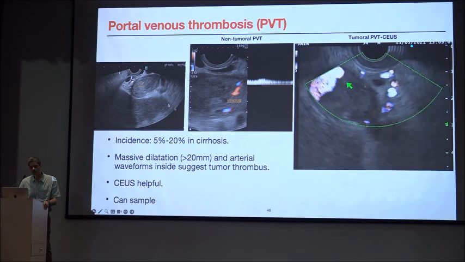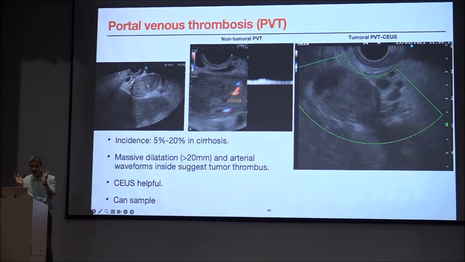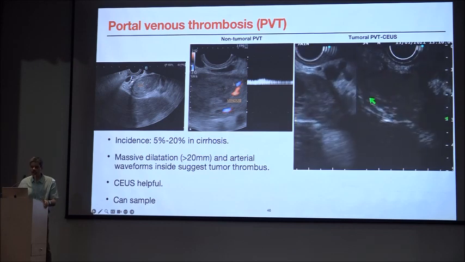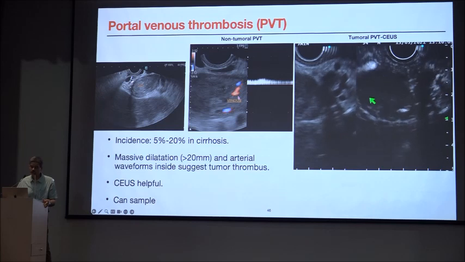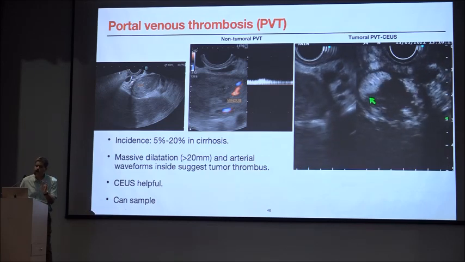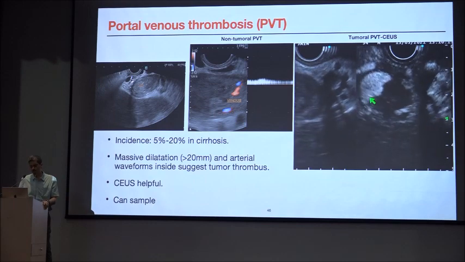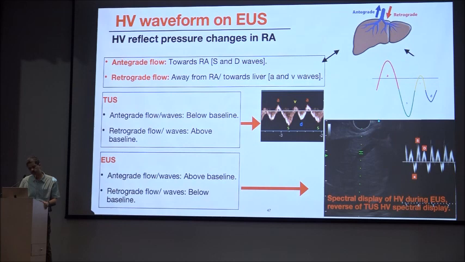We can also very nicely see portal vein thrombosis. Because the portal vein is right in front of us, we can display it as a very big vessel. We can distinguish a bland thrombus from a tumor thrombus, and we can also use a contrast EUS to define whether part of it is bland and part of it is tumoral, and we can also needle an FNA and sample inside the portal vein.